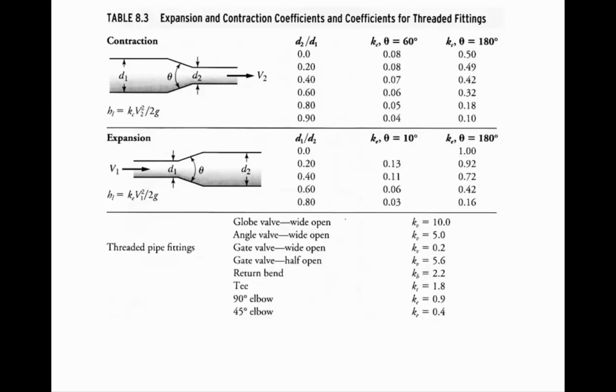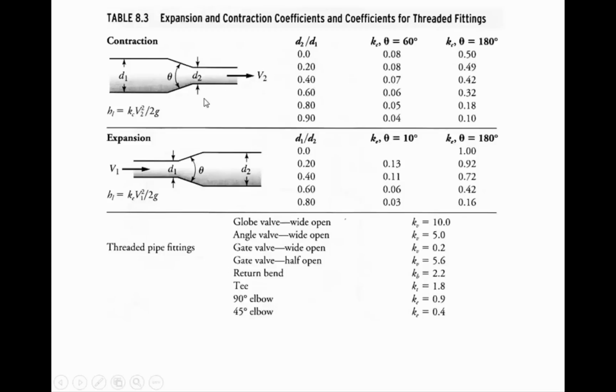If the ratio of D2 to D1 is 0.2, then that means the diameter here is just 20% of what it was upstream. So if we're looking at here, then we'll have a K value of 0.08 for a 60-degree angle, and you can see that's a pretty smooth transition compared to 0.49 if it's just the 180-degree abrupt transition. So you're losing a lot more energy when you don't have this gradual narrowing down, and instead it's just big pipe instantaneously and small pipe.